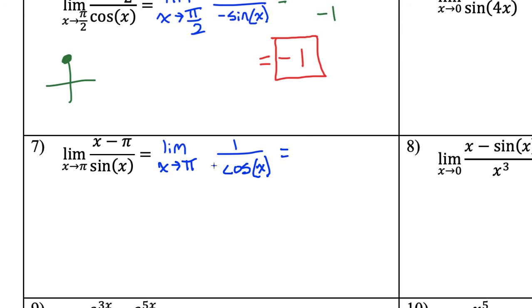All right, now plug in pi. That's going to be 1 over, okay, cosine of pi. Pi on the unit circle is straight out to the left. Cosine is the x-coordinate. The x-coordinate is negative 1. Therefore, our final answer is negative 1.